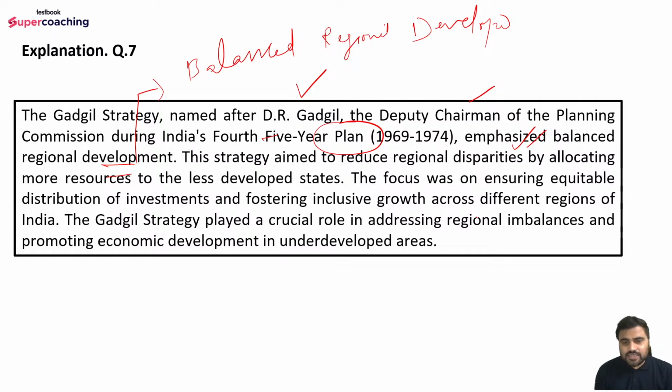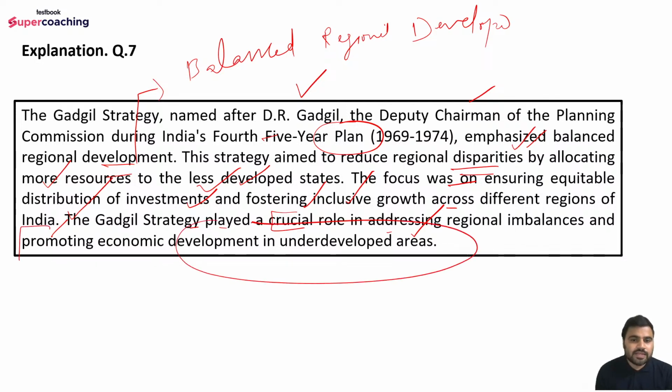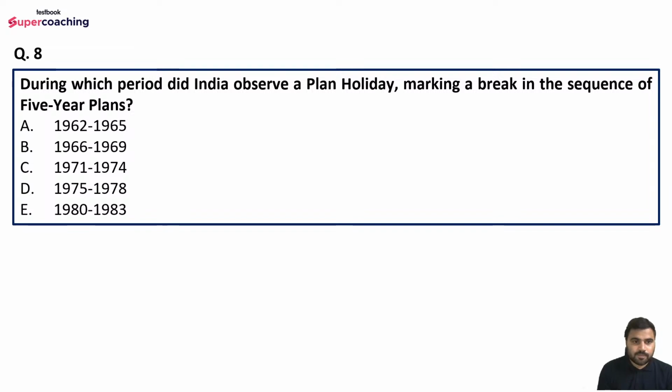Further, this strategy aimed to reduce regional disparities by allocating more resources to the less developed states. In the less developed states, more resources should be allocated. Then the focus was on ensuring equitable distribution of investments and fostering inclusive growth across different regions of India. The Gadgil strategy played a crucial role in addressing regional imbalances and promoting economic development in the underdeveloped areas.